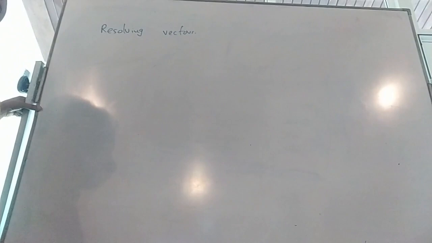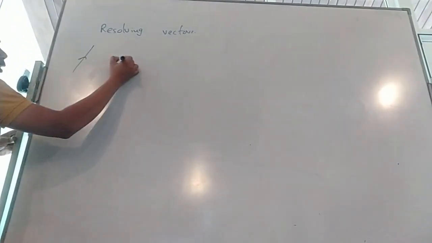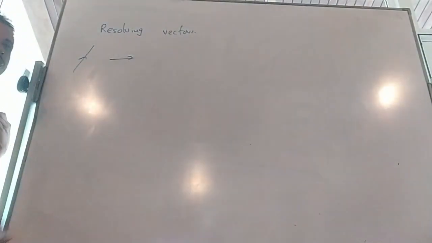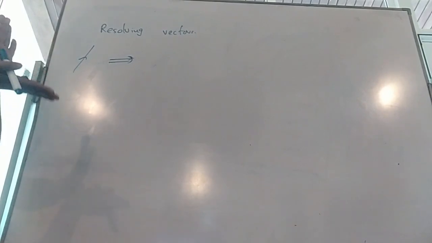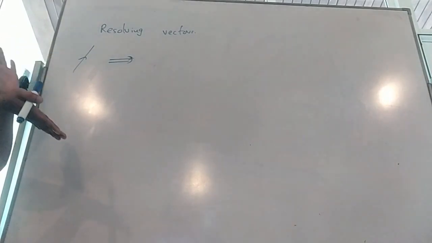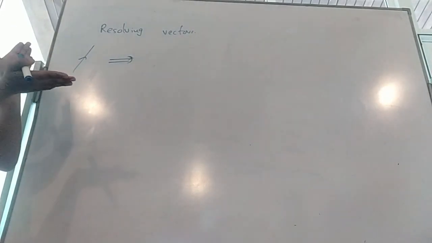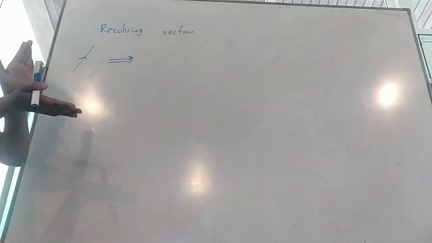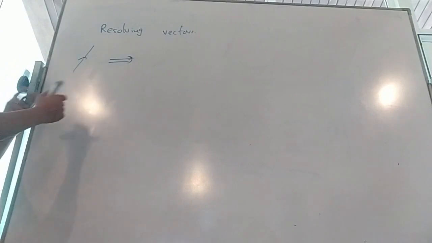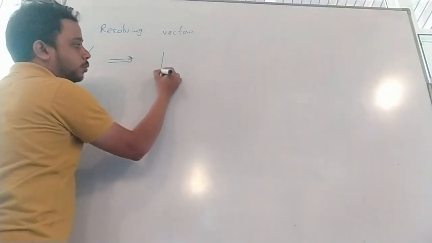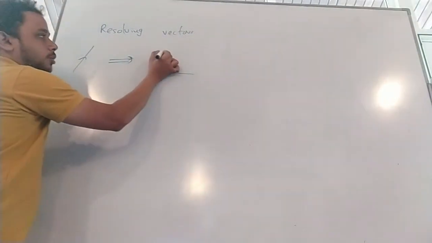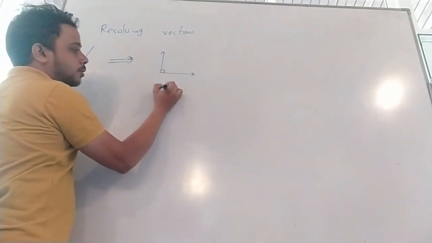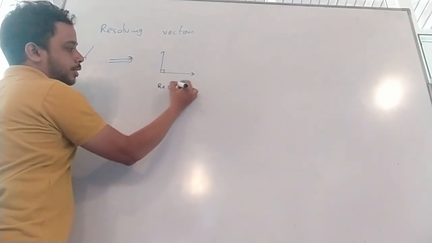So converting one vector into two vectors is what we call vector resolving. Now, when you are dividing into two vectors, those two vectors can be at any angle to each other, but we are specifying this only to be perpendicular to each other. So when you divide this into two vectors, those two vectors have to be perpendicular to each other. These two vectors we normally call resolution components.